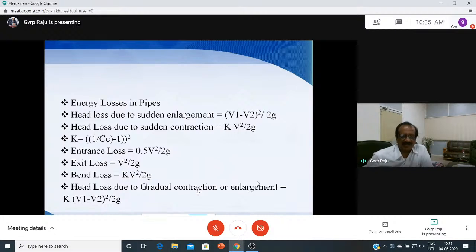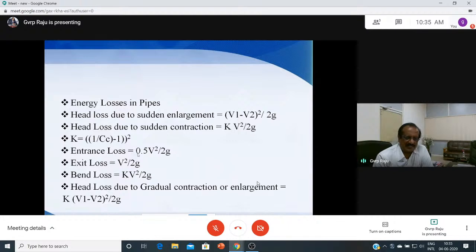So the head loss due to sudden contraction is also equal to 0.5 V square by 2g, provided Cc is not given. Entrance loss is 0.5 V square by 2g. Again, for entrance loss, the velocity of water entering the pipe is V here, 0.5 V square by 2g. Exit loss here is V square by 2g.